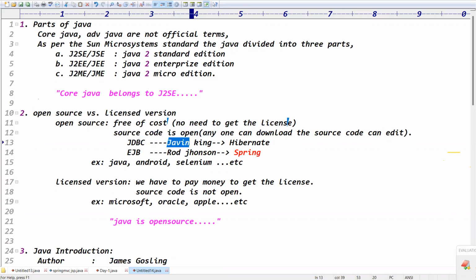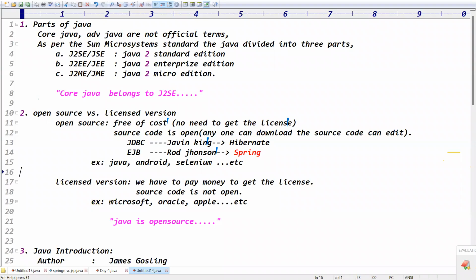Gavin King is the best example. He downloaded the JDBC code, Java Database Connectivity code, and released a framework, the Hibernate framework. He is the author of the Hibernate framework. He is also the author of the Spring framework. But he added some modifications on EJB. That's it. Examples are what? Java, Android, Selenium, etc. Right?